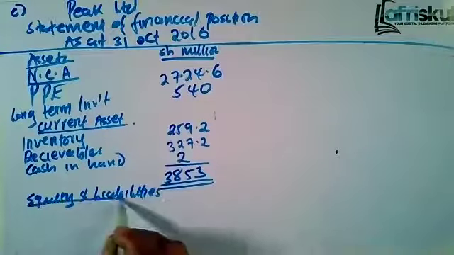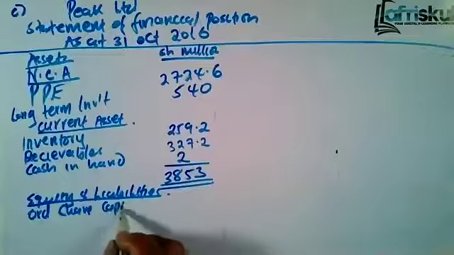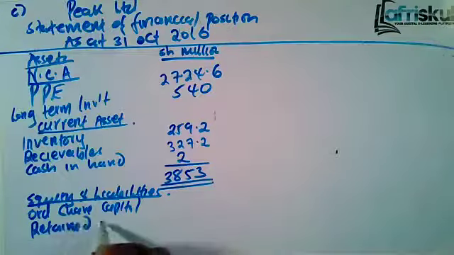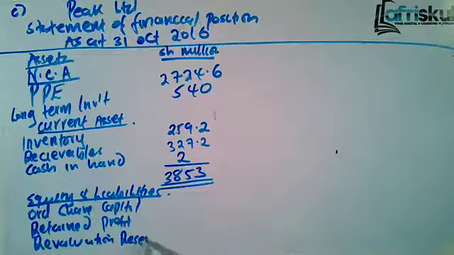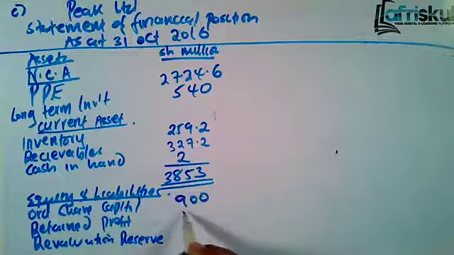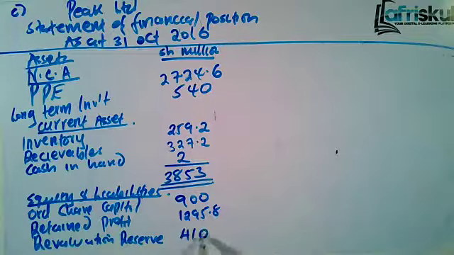Now let's go to equity and liabilities. For the equity and liabilities, we had ordinary share capital. Then we have also seen we have the retained earnings or the retained profits, and also we had revaluation. This one we just copy paste from the statement of changes in equity, revaluation reserve. For the ordinary share capital, we have seen it was 900. Then 1295.8, and then revaluation, it's 410.